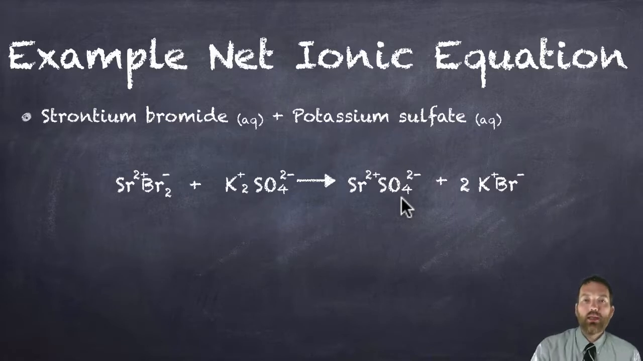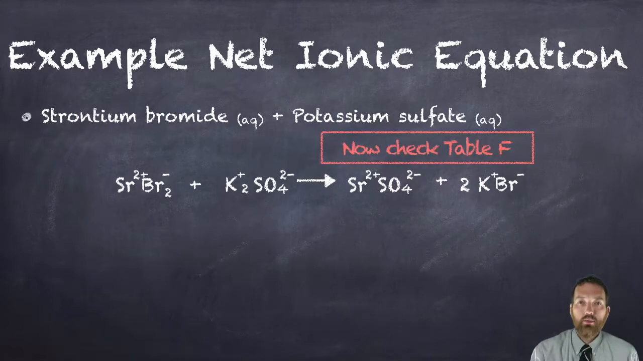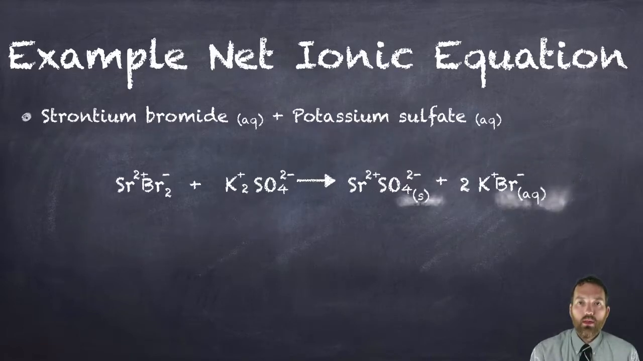precipitate is. So if you got this part wrong, if you didn't write your charges correctly, go ahead and fix that now, and then pause it again and try to figure out which one of these two products is the precipitate before we write our net ionic equation. Okay, so we're going to check table F. Okay, SrSO4 is our solid, our precipitate, and KBr is aqueous.